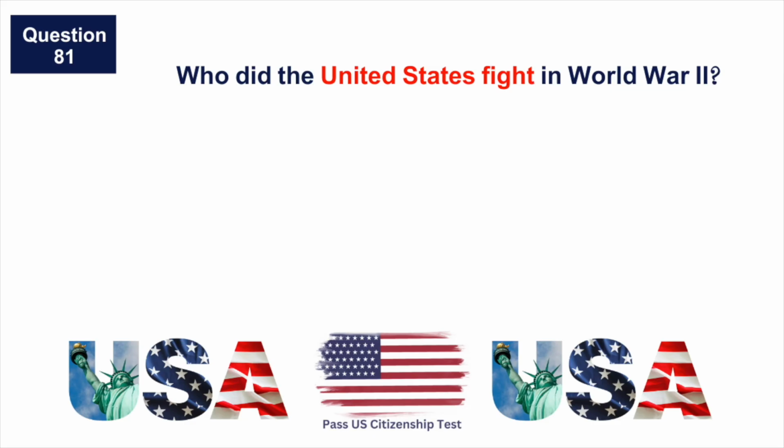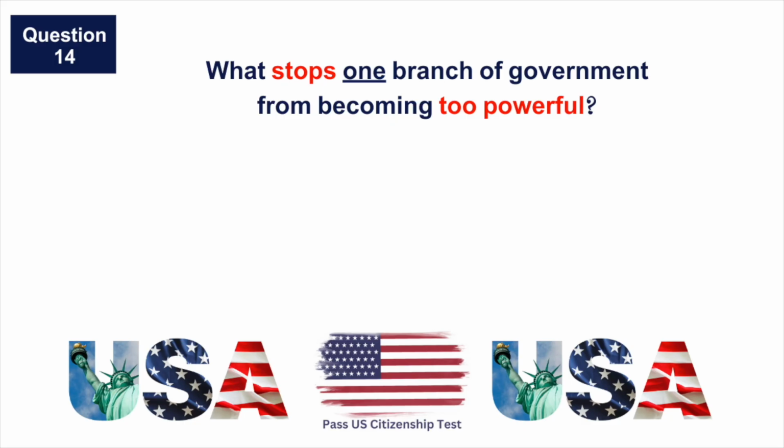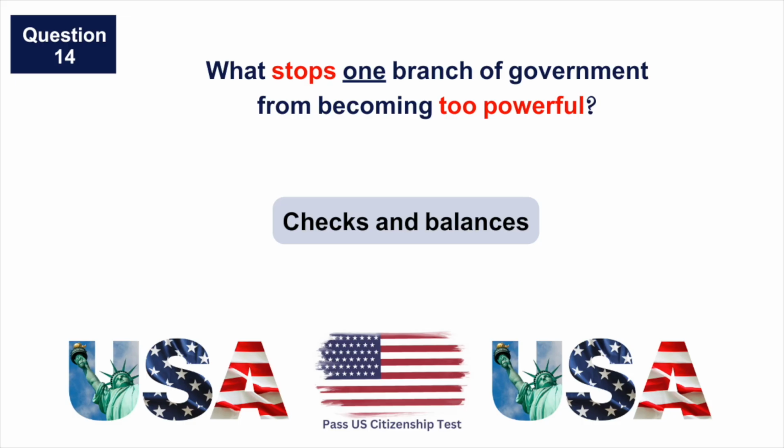Who did the United States fight in World War II? Japan, Germany, and Italy. What stops one branch of government from becoming too powerful? Checks and balances.